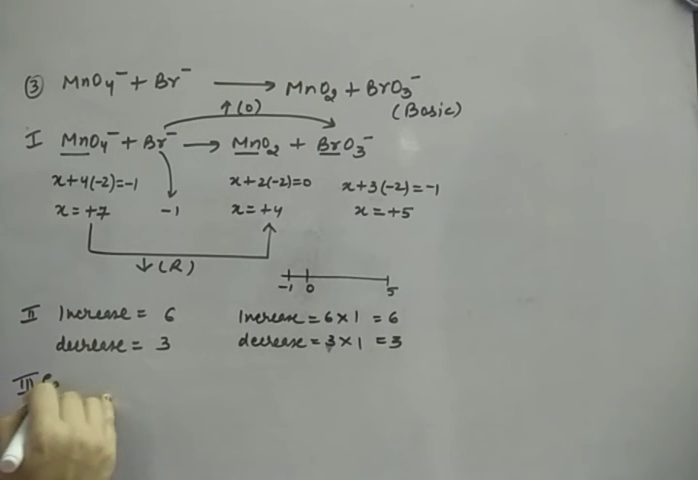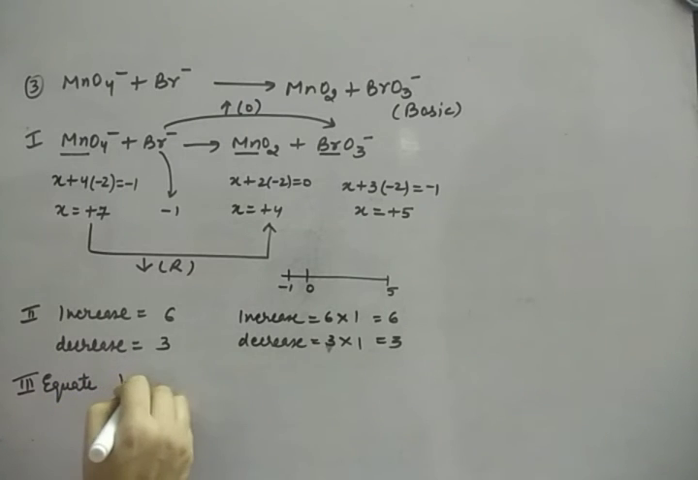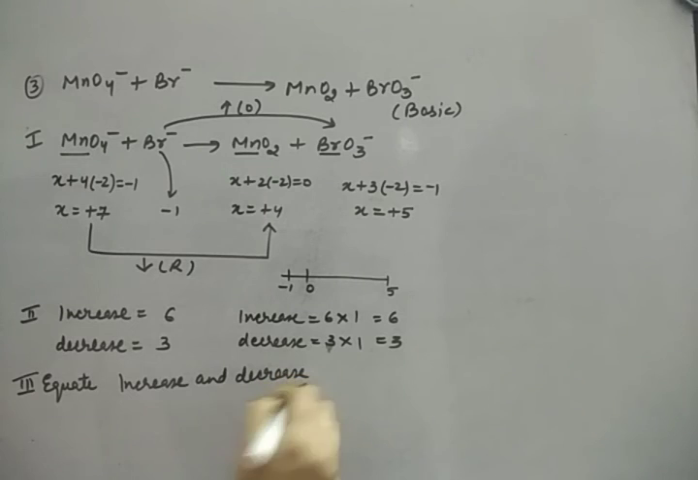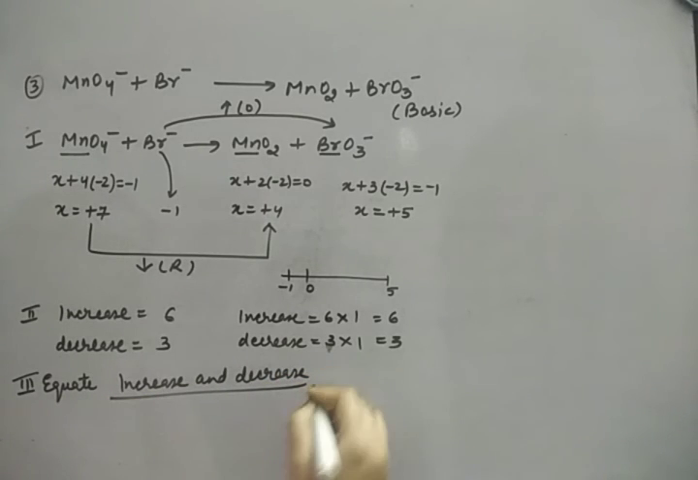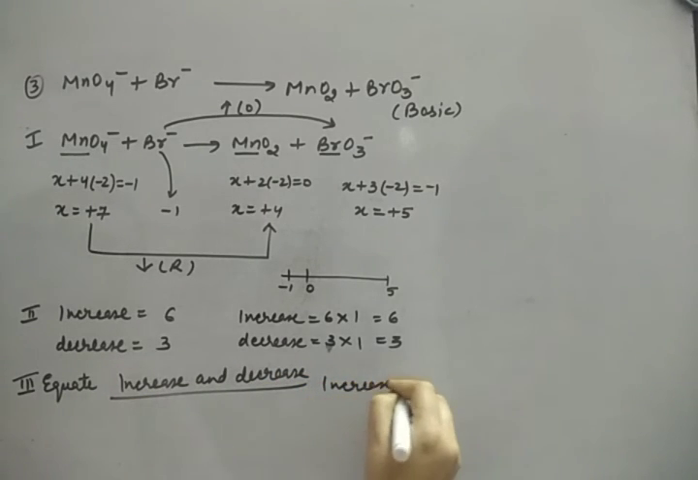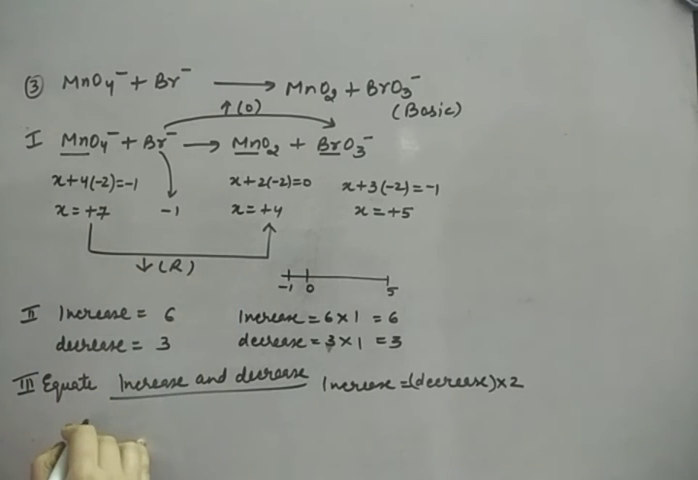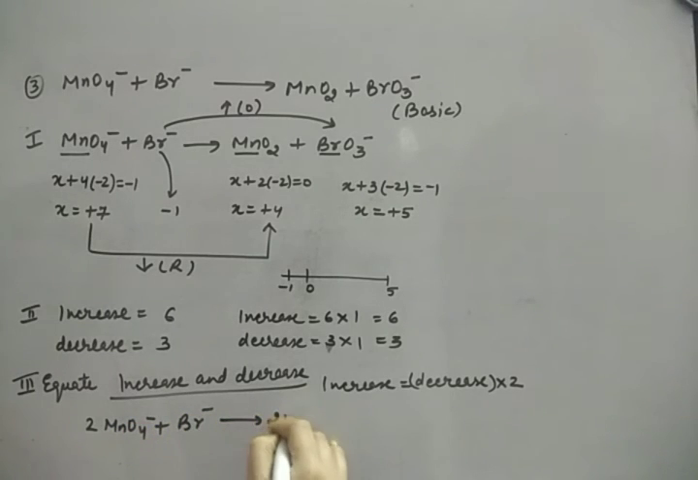Now equate increase and decrease. Now we'll equate increase and decrease by multiplying by suitable integers. So increase is 6 and decrease is 3. So what I will do, I will multiply the decrease by 2. So decrease is to be multiplied by 2. Now what is the decrease part? 7 to 4. So twice MnO4- plus Br- gives twice MnO2 plus BrO3-. So decrease part will multiply by 2. Okay.